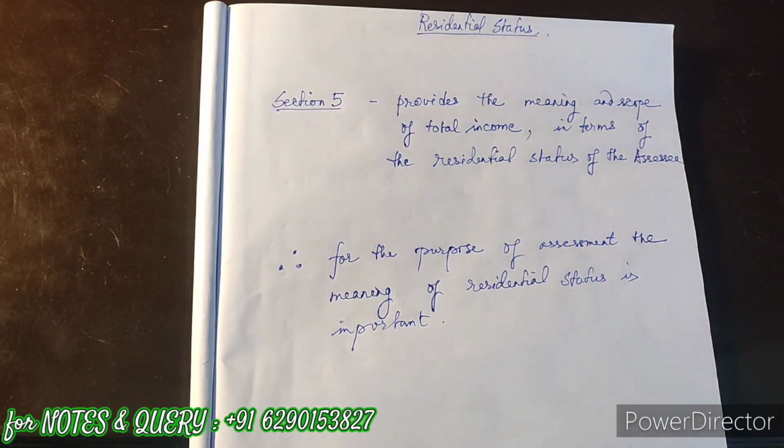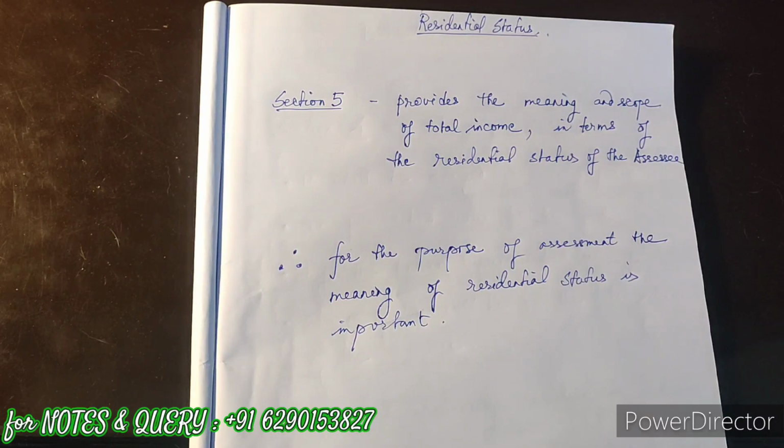Section 5 provides the meaning and the scope of total income in terms of the residential status of the assessee, and therefore for the purpose of assessment, the meaning of residential status is very, very important. So we are going to go further into the details of residential status. Till now we have done section 4 and section 5. Section 4 is the charging section and section 5 provides the meaning and the scope of the total income in terms of the residential status of an assessee.